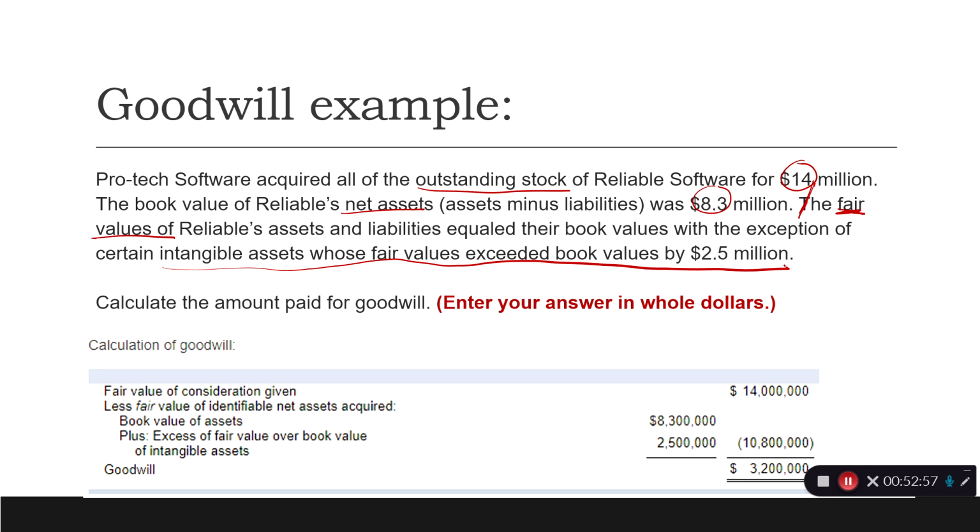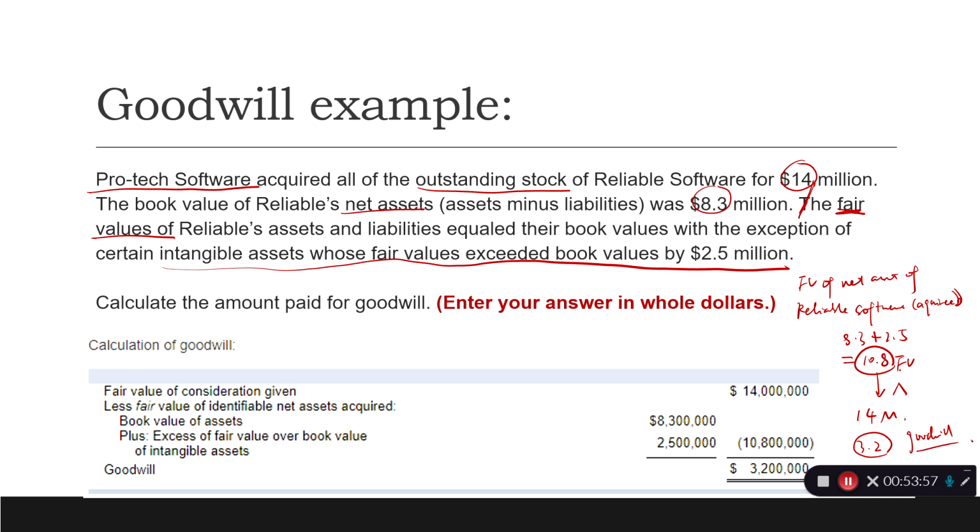So what this means is the fair value of the net assets of this Reliable Software company, which is the acquiree, the one being bought, should be 8.3 plus 2.5. Because it says everything else equals book value, besides some intangible assets whose fair value exceeds book value by 2.5. So that gives us 10.8 fair value of the net assets. However, this fair value is smaller than the $14 million that ProTech is paying to buy it. So the difference, which is 3.2 million, equals the goodwill of the company. Okay.